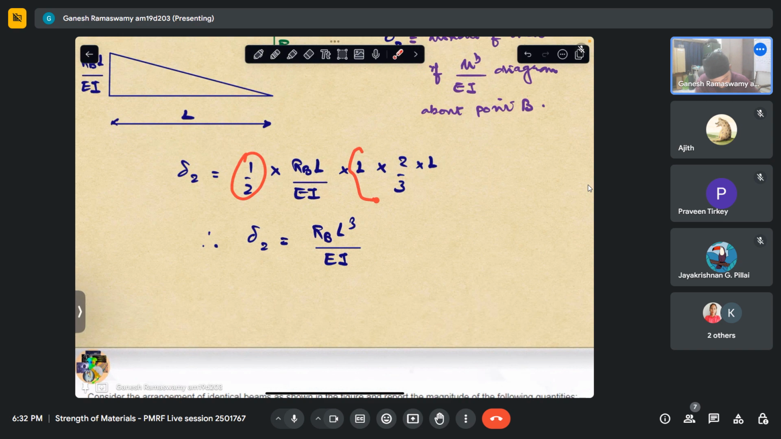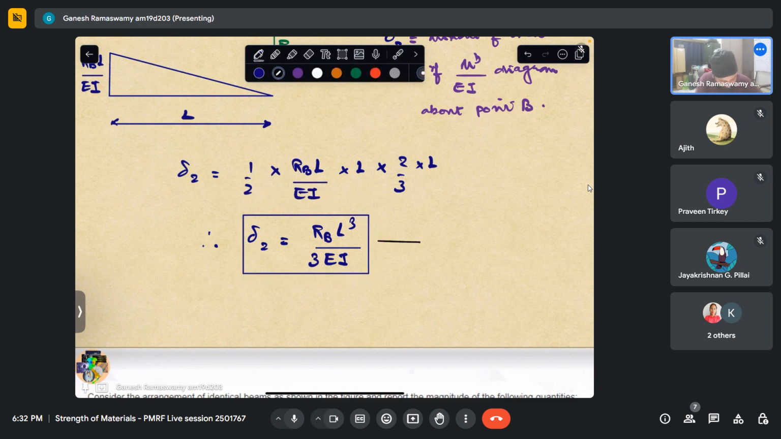So this is half and this is 2/3, so this is just 1 by 3, which is a famous expression that we know, RL cube by 3EI or PL cube by 3EI. This is the most fundamental of all deflection formulae that we know of. But it is good to derive this from first principles at least once. So we have this as 2.